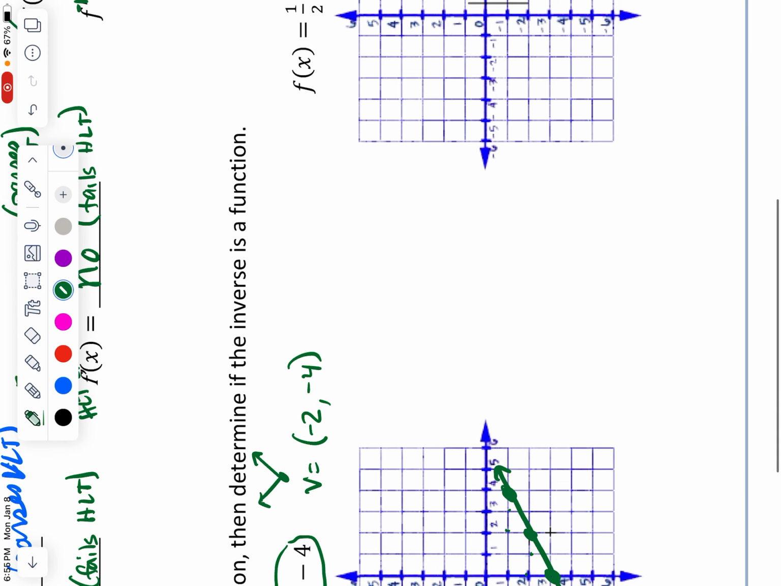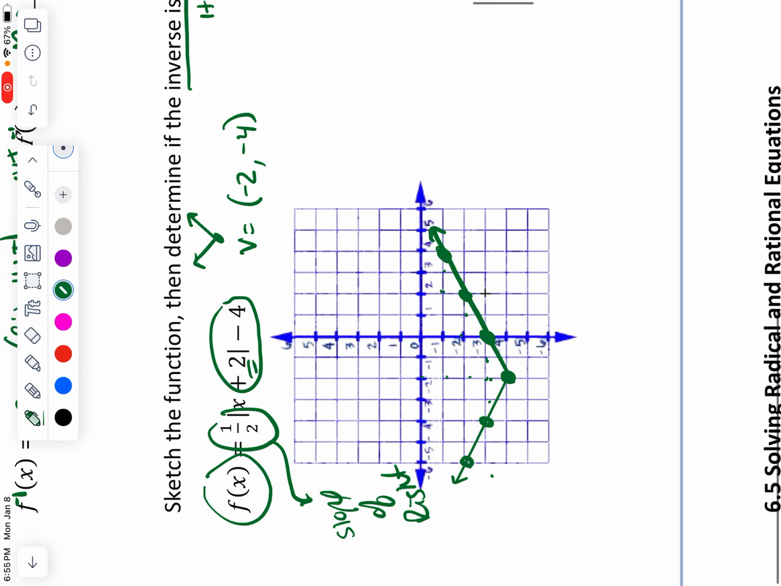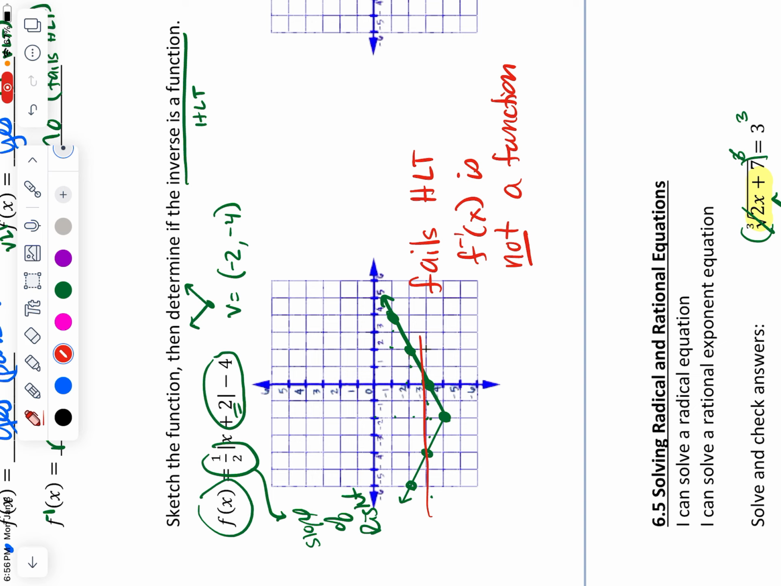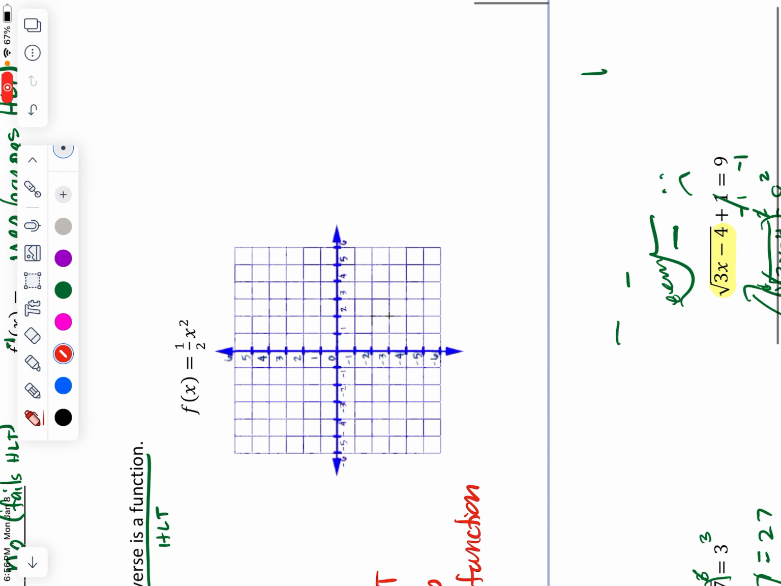But they are asking me to see if the inverse is a function, which is asking me to use the horizontal line test. And once I have this graphed, if I go to use the horizontal line test on it, it fails the horizontal line test. So the inverse of this would be not a function. So vertical and horizontal are always telling you if something's a function or not. The vertical line test would test the original and this one would pass that, but the inverse, it fails because of the horizontal line test.